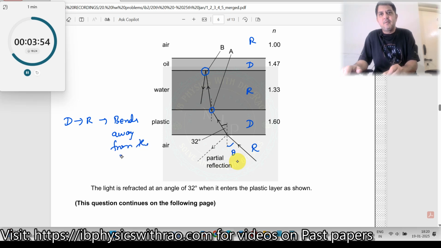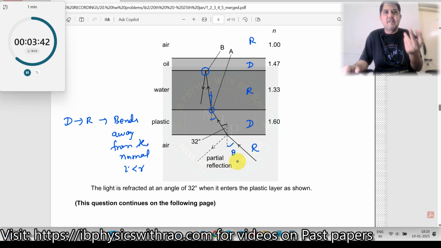Away from the normal. What do you mean by this? It means angle I should be less than angle R. This is your angle I here and this is your angle R here. What's happening is the reverse. So denser to rarer, it is bending towards the normal. We have identified this; this point is your point A.